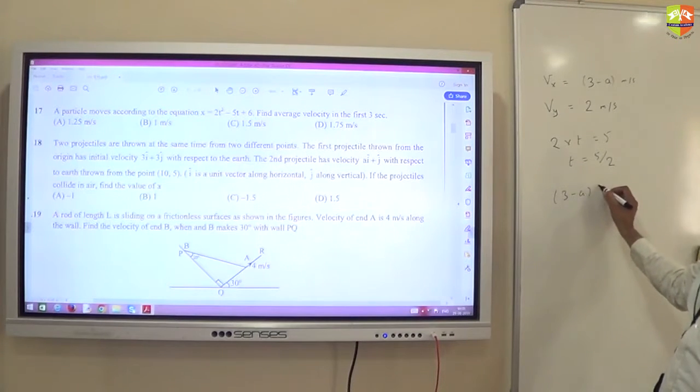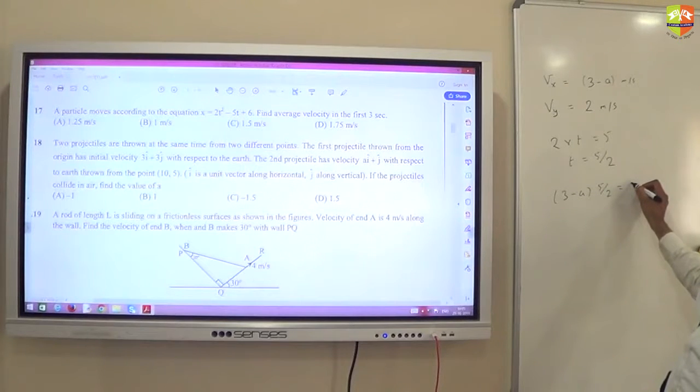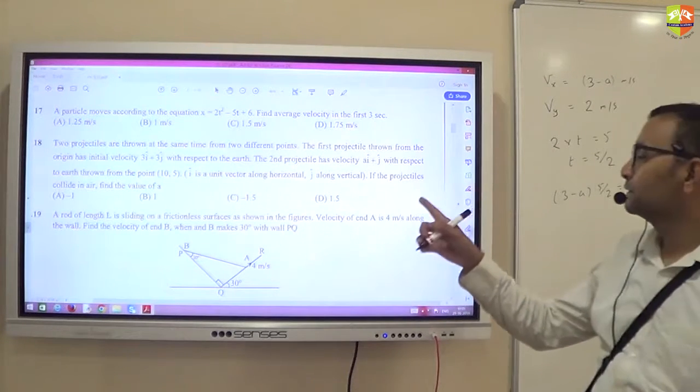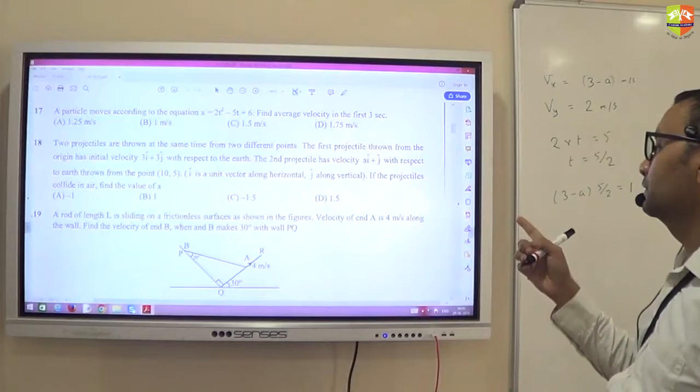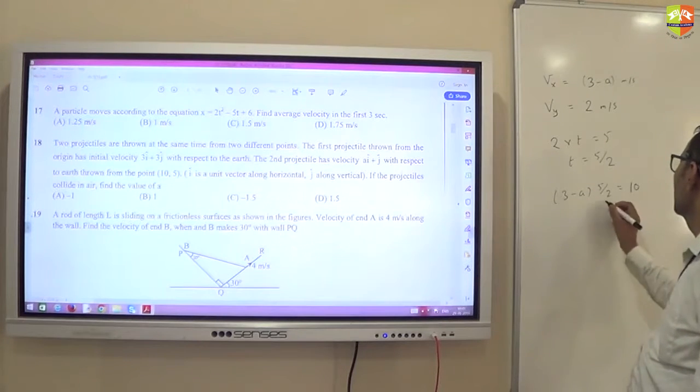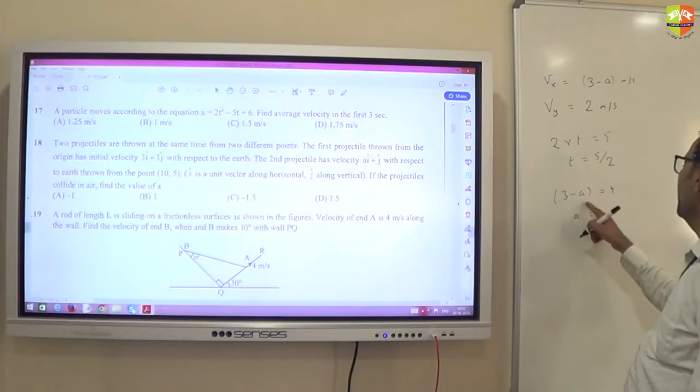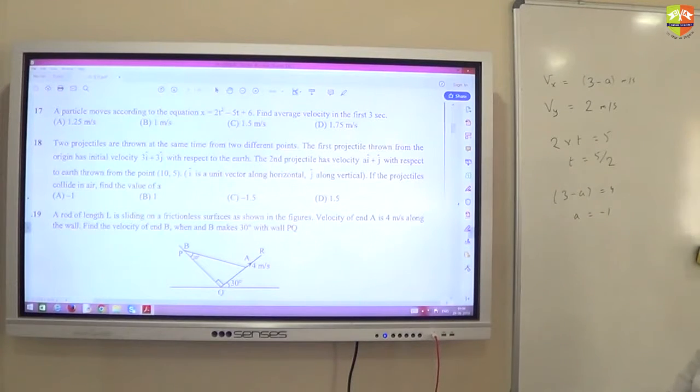So (3 minus a) into 5 by 2 should be the distance of approach. So 5, 2s are 2, 4s are 2. This is equal to 4. So a is equal to minus 1. There is no relative acceleration along the y-axis. 2 into 2 is 4 only, right?